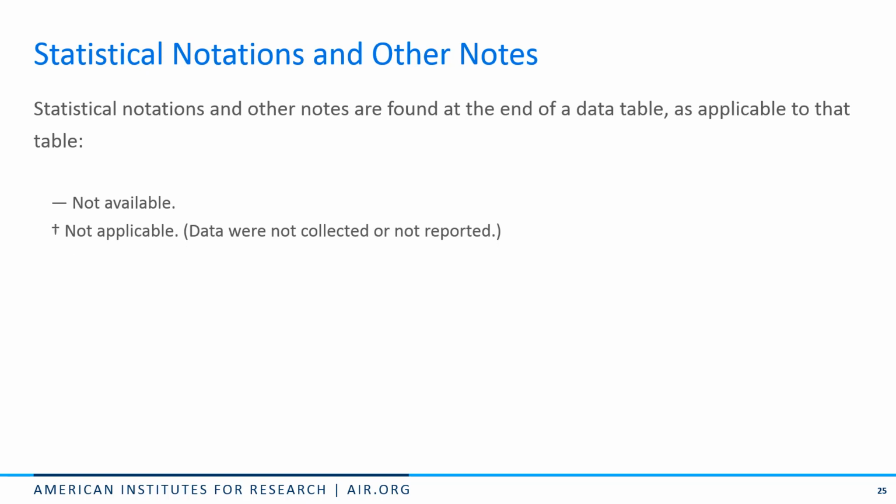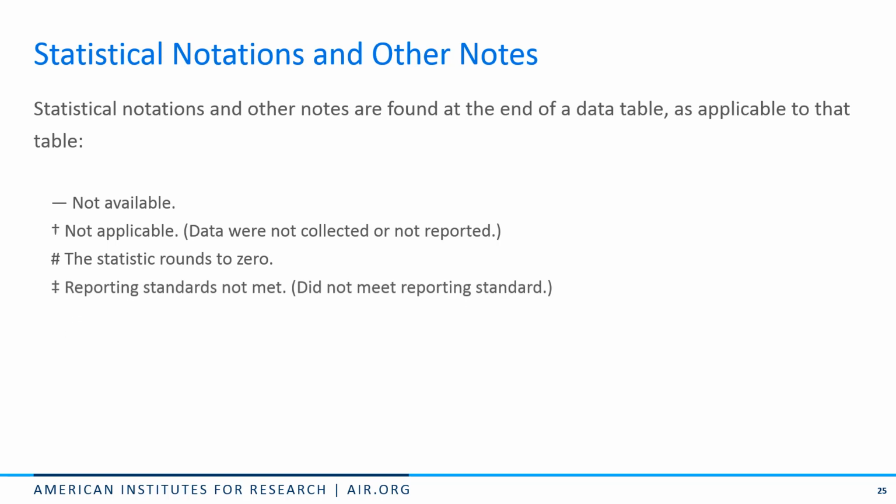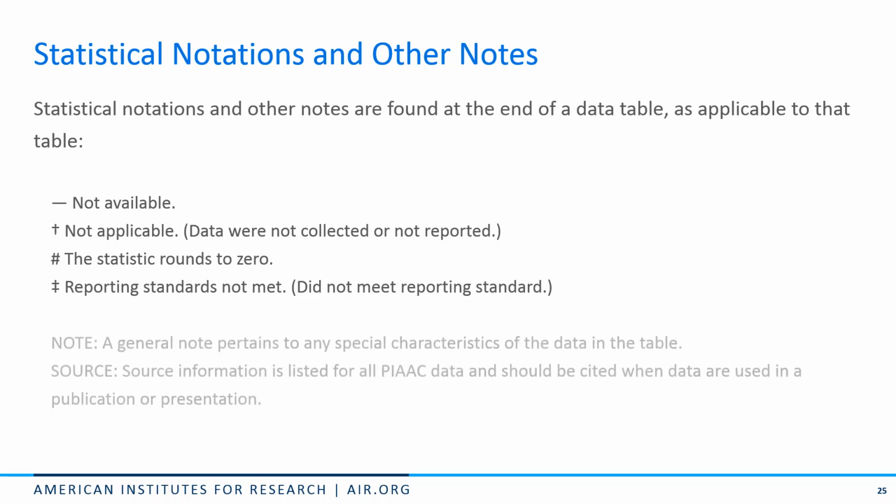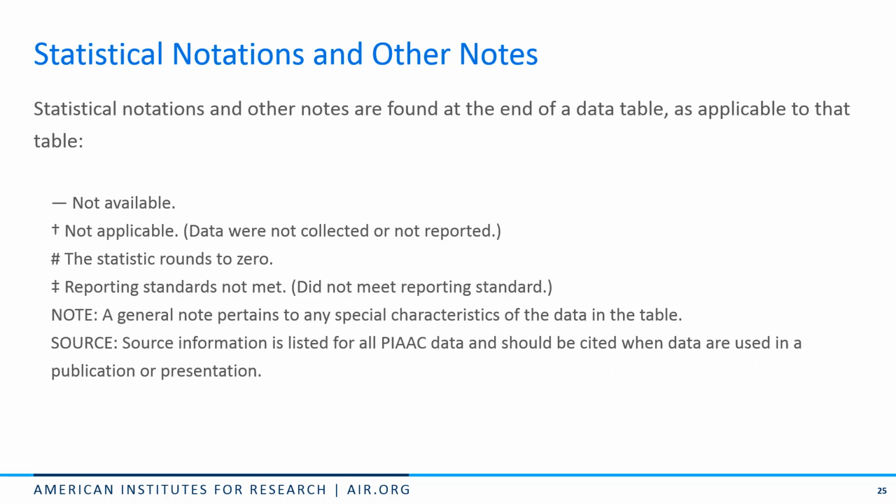The dagger indicates that the result is not applicable. You would see this symbol, for example, for the standard error of an estimate that is not available. The pound sign indicates that the statistic rounds to 0. The double dagger indicates that the reporting standards are not met, for example, if the sample size is too small. Additional information about the data in the table are included in the Note and Source sections.